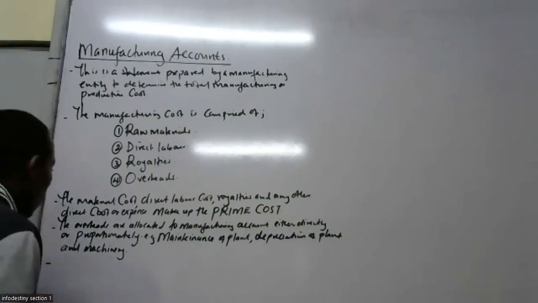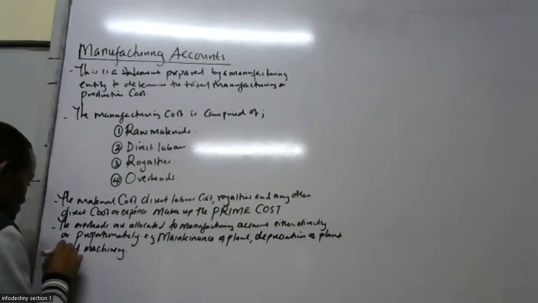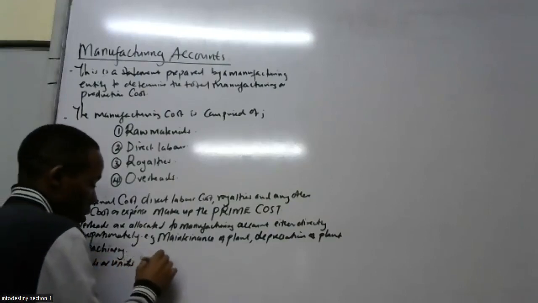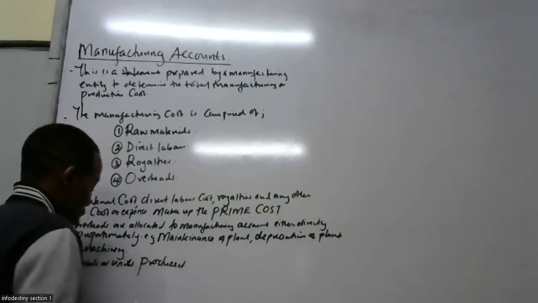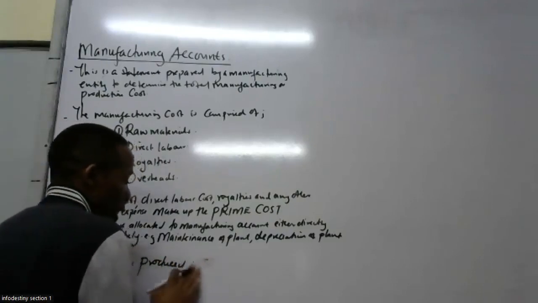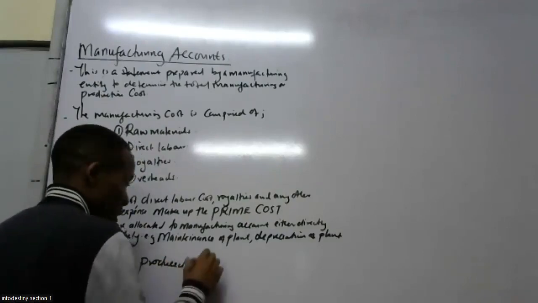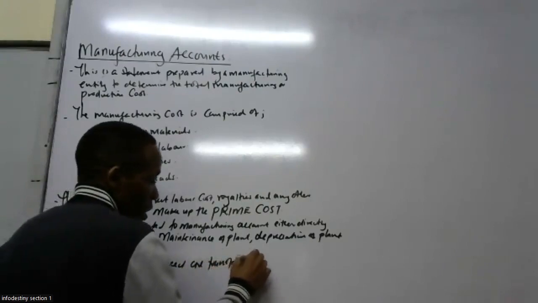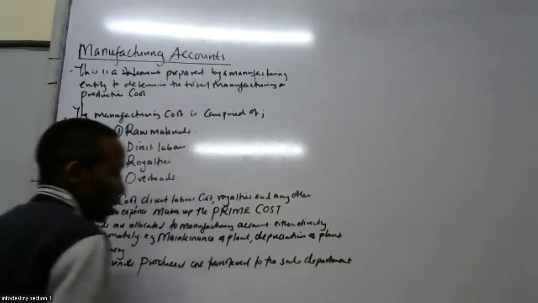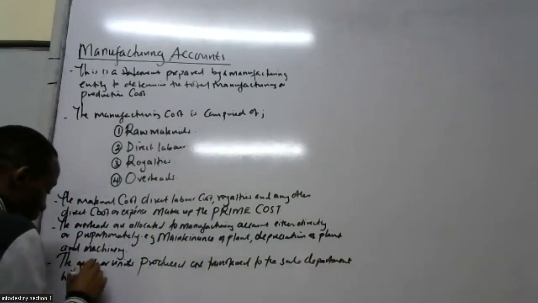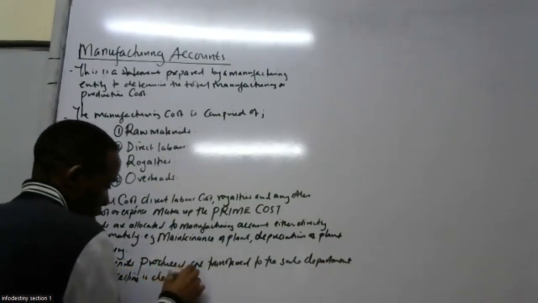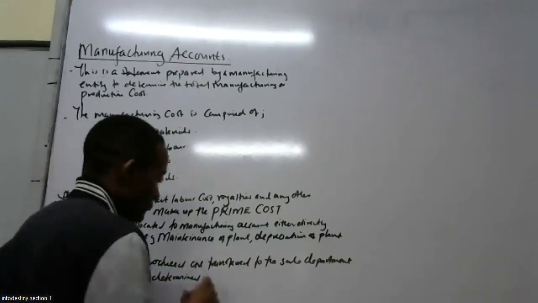So you write and say that the goods or units produced are transferred to the sales department, where their selling price is determined.